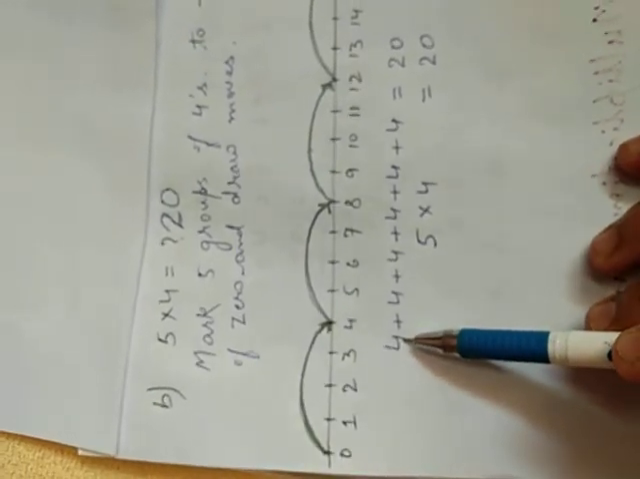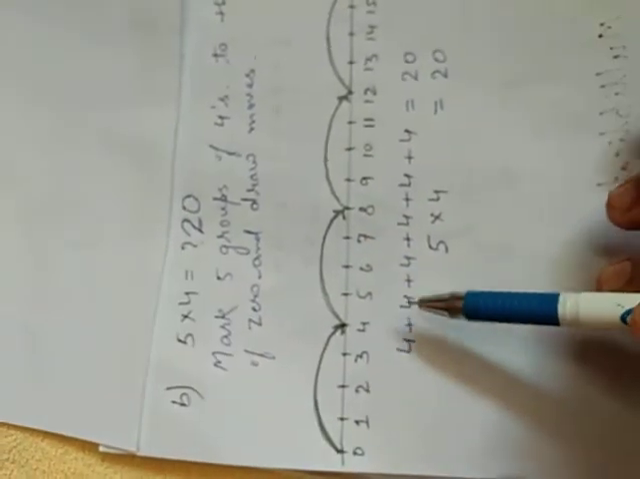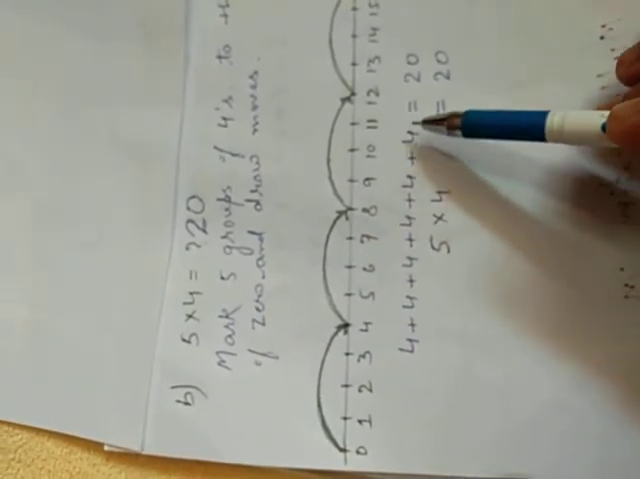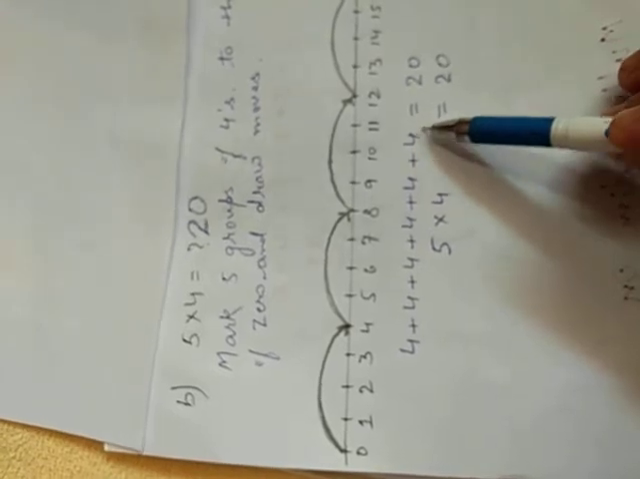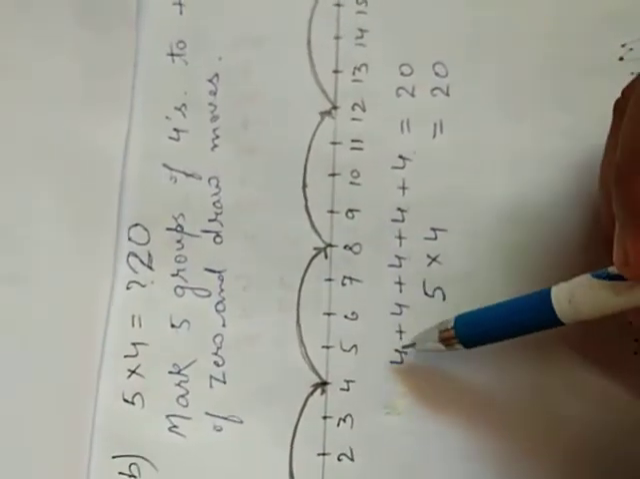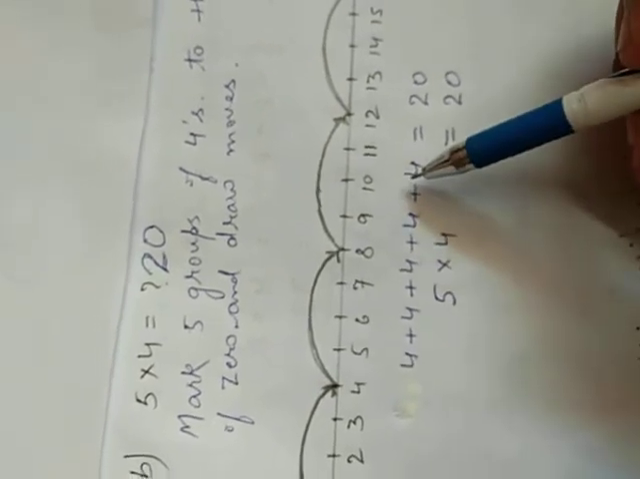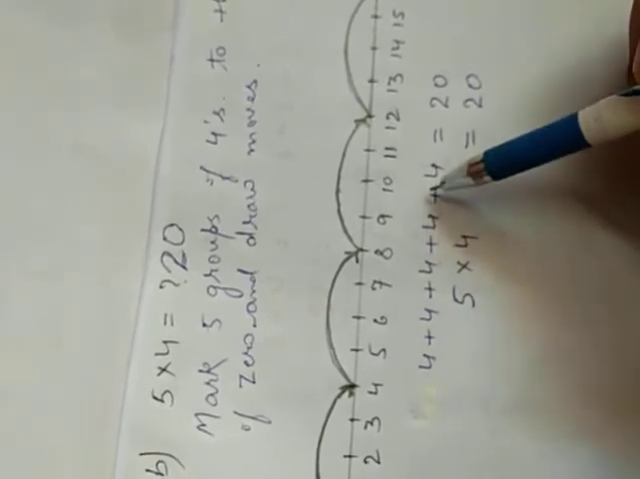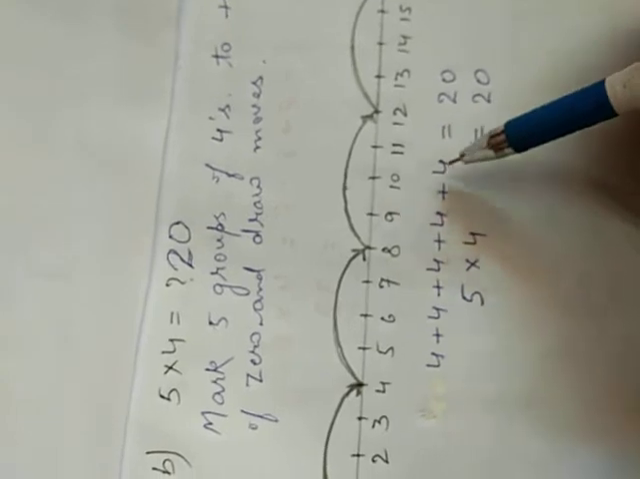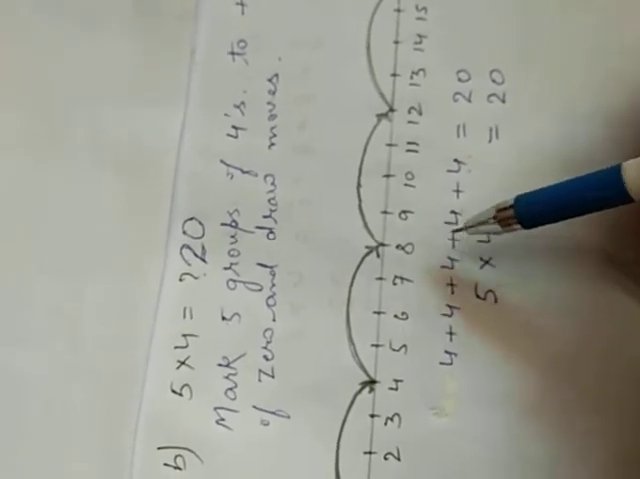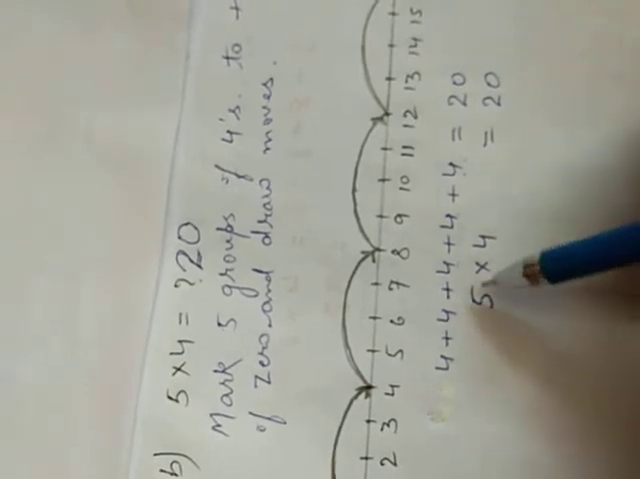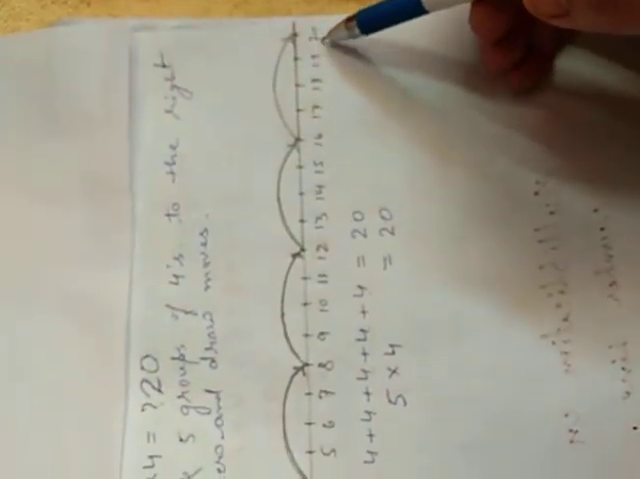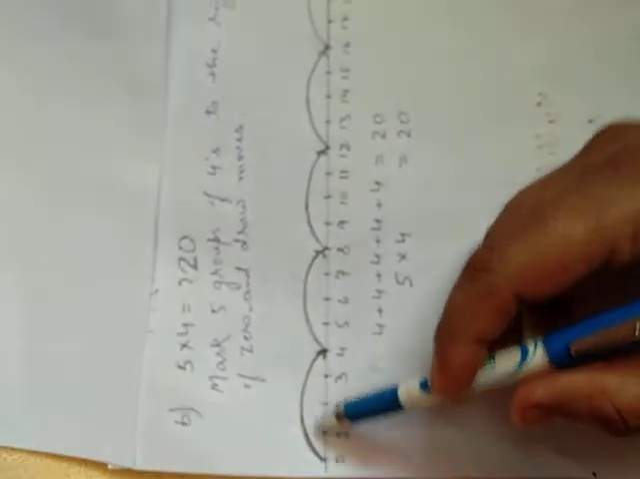4 will be added 5 times. So 4 plus 4 plus 4 plus 4 plus 4. Here 4 is added 5 times. That is 5 times 4. This is the repeated addition of 4, 5 times. That's why we have written 5 times 4. That is 5 multiplied by 4, and we will get 20, because on the number line we have reached from 0 to 20. So the answer is 20.